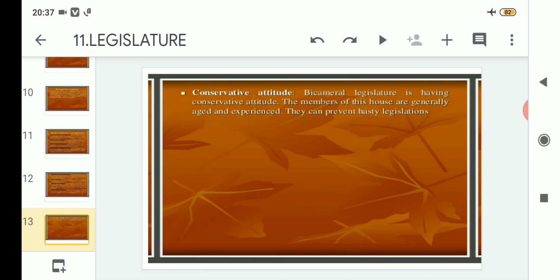these two things will again do what? These two things, namely the age factor and the experience of the ministers, will help prevent any mistakes that have been done or are to be done. Clear? So they can prevent hasty legislation; due to their experience they will prevent all these mistakes that could happen. So this is one of the most important points regarding the merits or advantages of bicameral legislature.